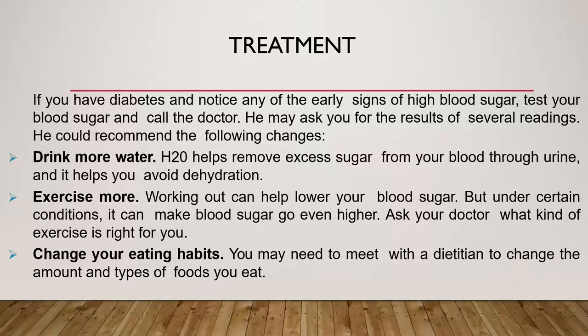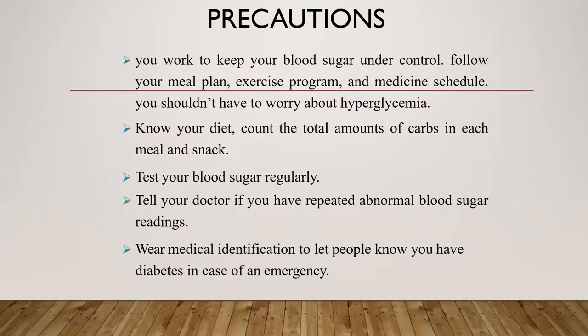And the last one, that is, change your eating habits. This is the most important one. We have to change our eating habits, concentrate on exercising, and drink more water. Now, what precautions do we have to take? If you are a diabetic patient, then we have to work to keep our blood sugar under control. Follow your meal plan, exercise program, and medicine schedule. You should not have to worry about hyperglycemia.